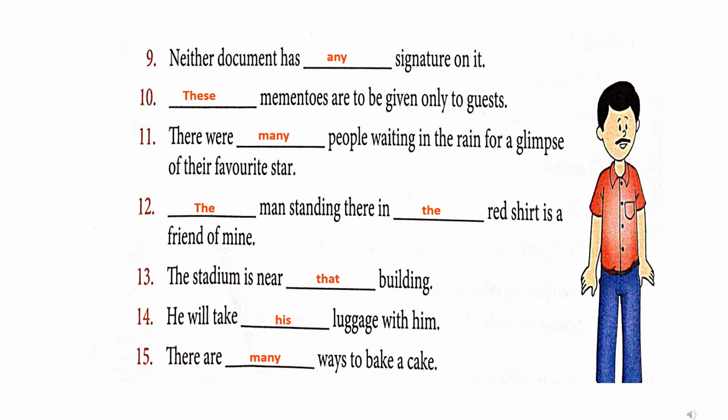9. Neither document has any signature on it. 10. These mementos are to be given only to guests. 11. There were many people waiting in the rain for a glimpse of their favorite star. 12. The man standing there in the red shirt is a friend of mine. 13. The stadium is near that building. 14. He will take his luggage with him. 15. There are many ways to bake a cake.